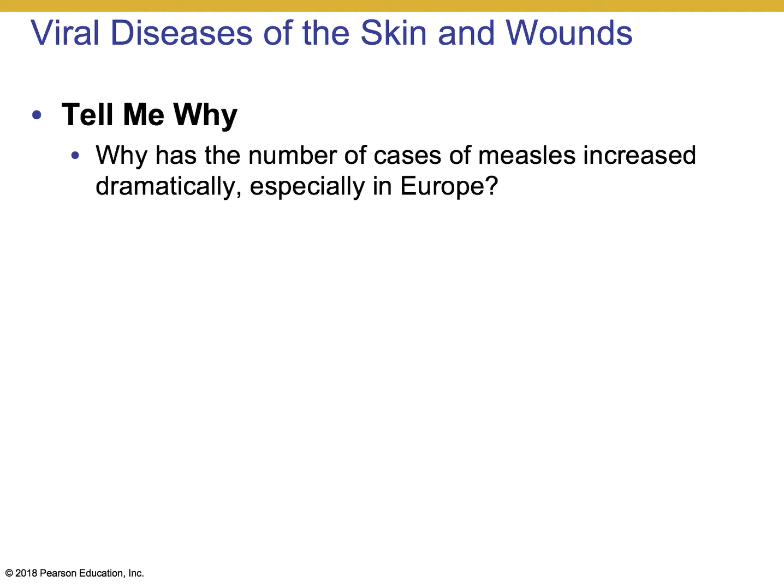So the final question to consider before we leave viral diseases of skin and wounds is, why has the number of cases of measles increased dramatically, especially in Europe? That will do it for this chapter, so we have a few minutes still left in this lecture period that we'll try to work through just the very first part of chapter 20 on microbial diseases of the nervous system and eyes.